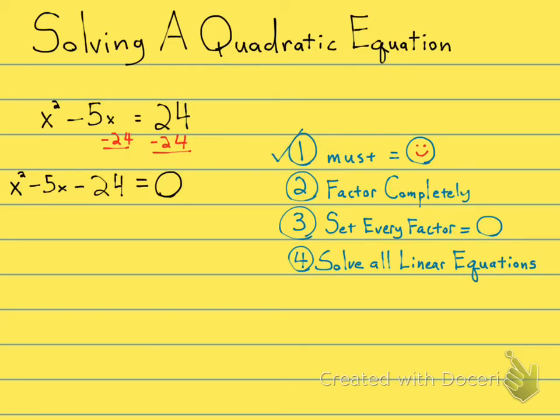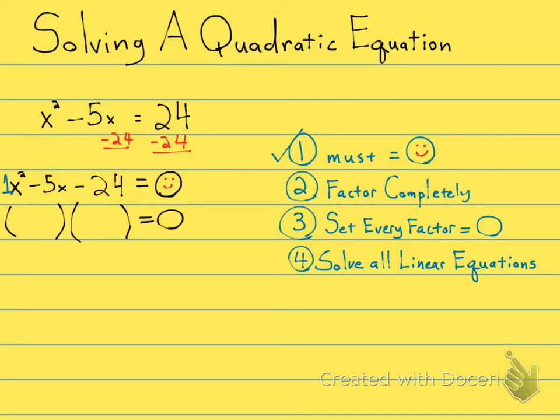Does it equal 0? Yes. And what do I do when I get a 0 on the right? To remind myself, I put a smiley face. On to step 2. Step 2, factor completely. All right. This is an easy one. It starts with the number 1, so I'm going to have two binomials.